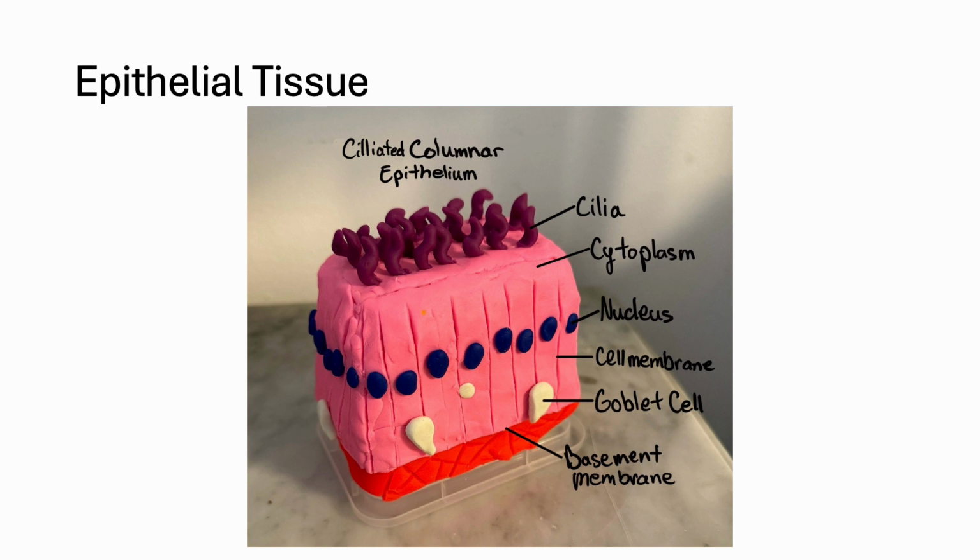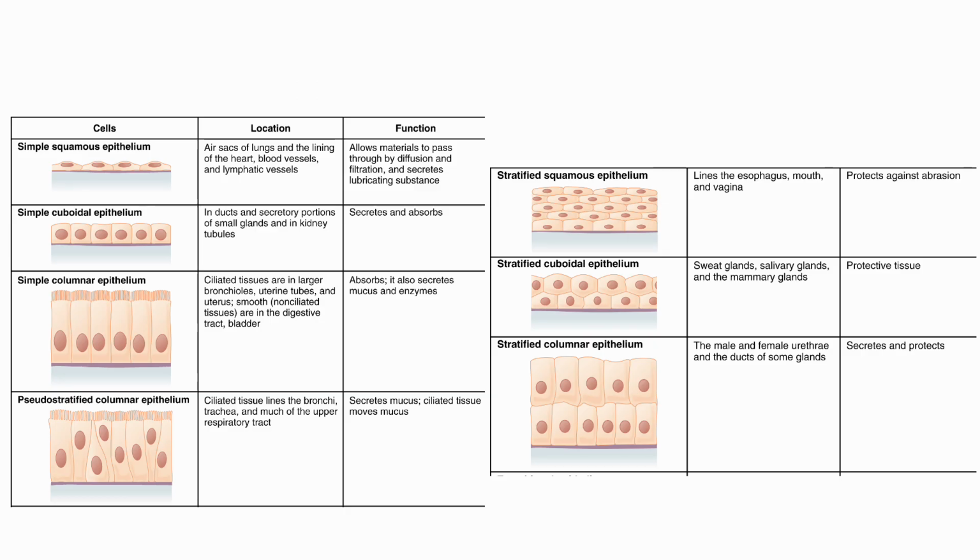So the simple ciliated columnar epithelium has the ability to absorb and secrete mucus and enzymes. And here are some other examples of epithelial tissue: simple squamous, cuboidal, columnar, pseudostratified columnar, stratified squamous, stratified cuboidal, stratified columnar. The simple squamous allows material to pass through by diffusion and filtration and is able to secrete lubricating substances. The simple cuboidal secretes and absorbs things. The simple columnar is what I did, and it absorbs and secretes mucus and enzymes, like I said.